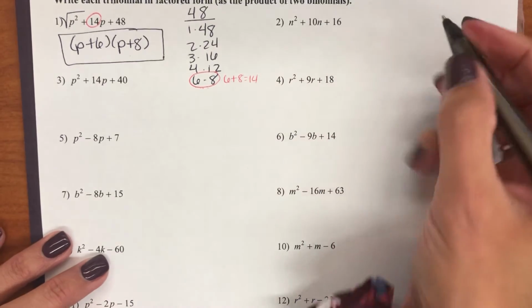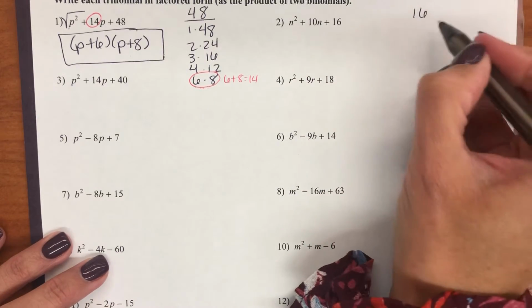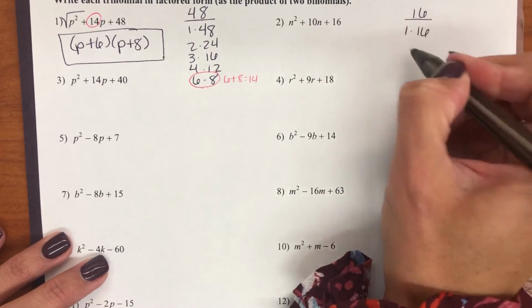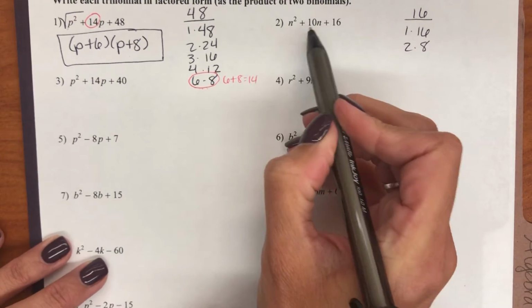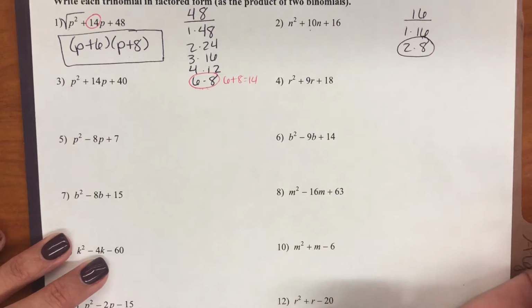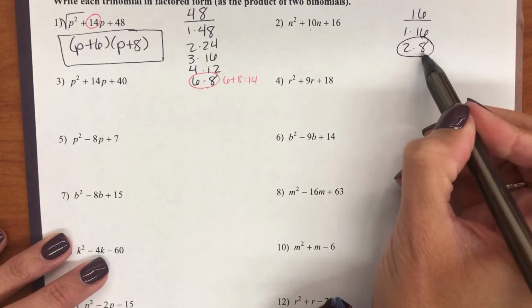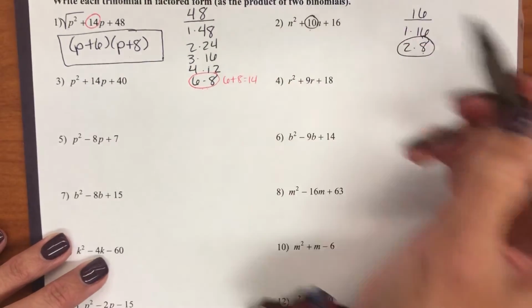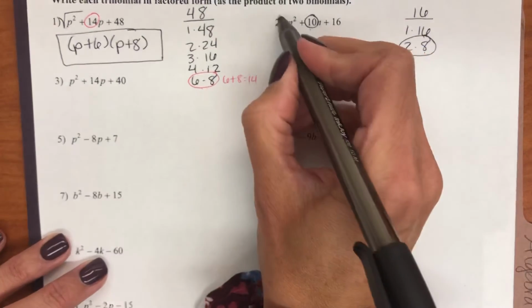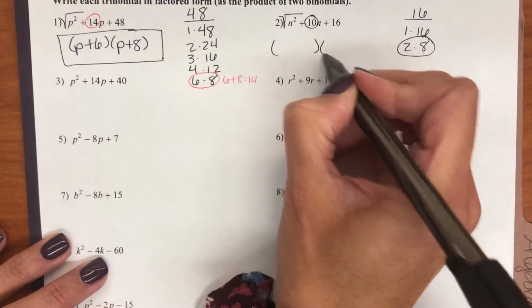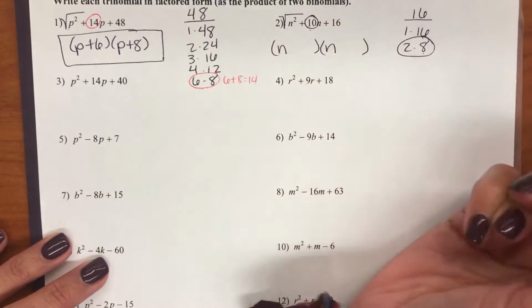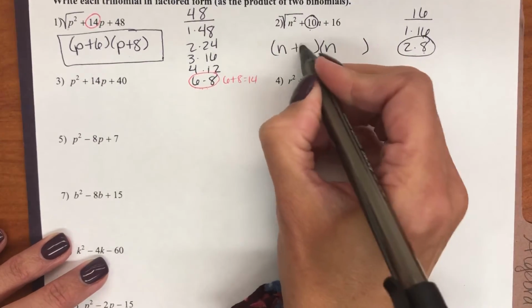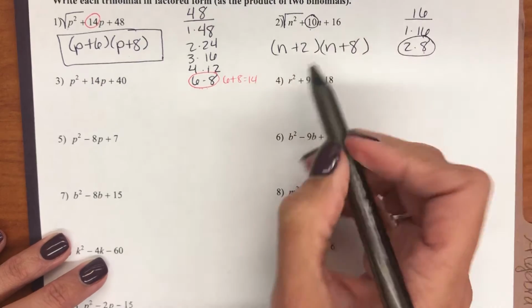No GCF here, so I'll pull this 16 to the side, and I have 1 times 16, or 2 times 8. I'm looking for the pair that adds to 10, so that's here. 2 plus 8 is 10. So that's my winner. Then I'll take the square root of n squared, which is n, so that goes here and here. And then positive 2, positive 8. Final answer.